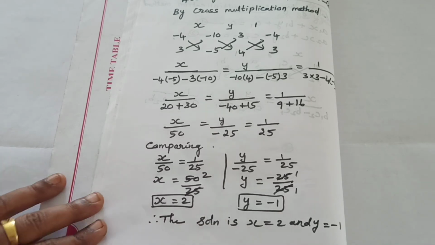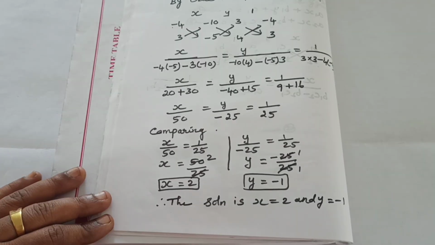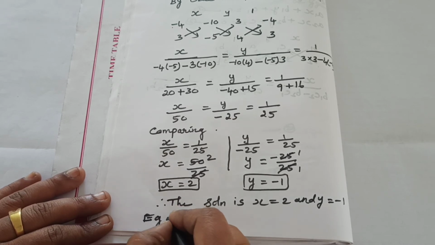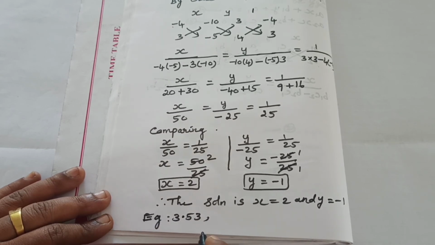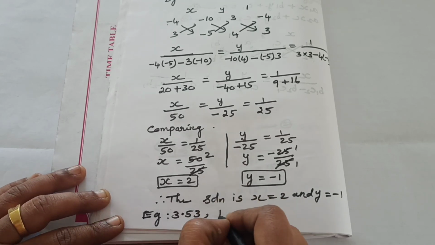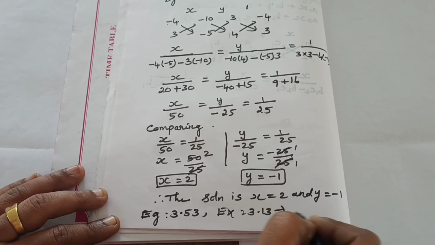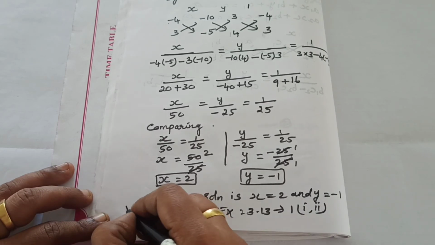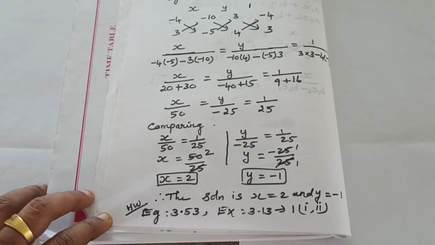Any doubt? This cross multiplication method is very simple, isn't it? Have you understood this? Shall I give one homework? If this is understood, then the next example question, you do as homework, and also the exercise 3.13, the first two questions, first one and second one. If you have any doubt you can ask. Okay, thank you students, have a nice day.